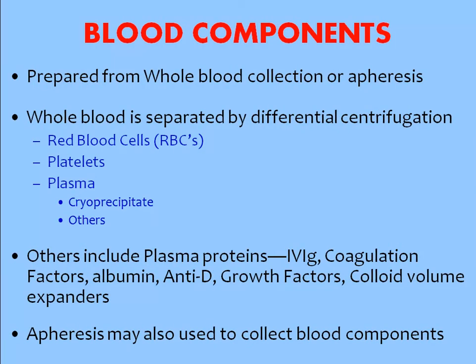Blood components. What are the different blood components? Red blood cells, platelets, plasma. Plasma as in cryoprecipitate and other coagulation factors. Then the other plasma proteins would include coagulation factors, albumin, growth factors, colloid volume expanders. Apheresis may also be used to collect the blood components.